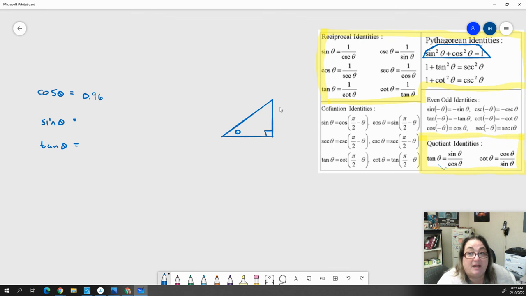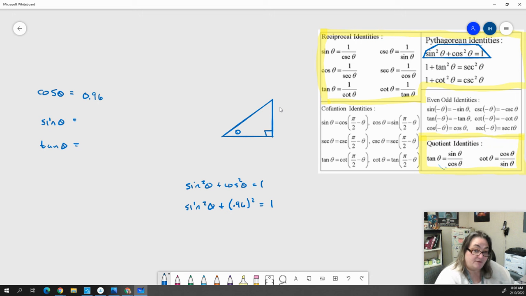You will use this Pythagorean identity a lot, so really get used to this one. Sine squared of theta plus cosine squared of theta equals 1. So if I use that, where cosine is, we're going to put in 0.96. So we could say sine squared of theta plus 0.96 squared equals 1.